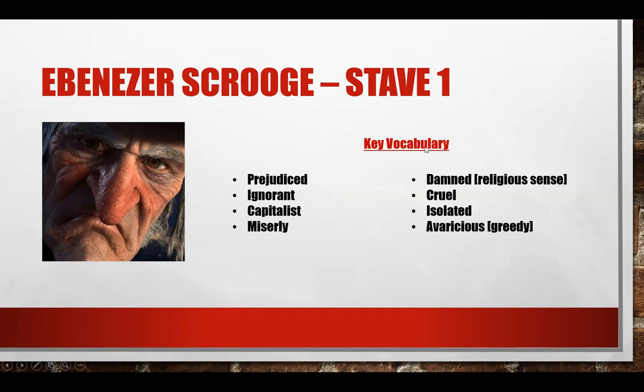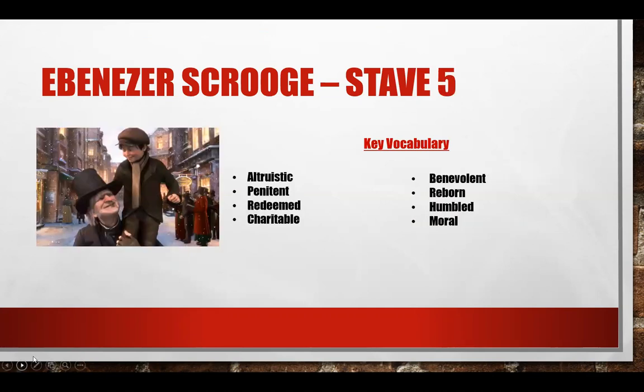You might want to pause and make notes and jot these down, as with the previous slides as well. Okay, but obviously Ebenezer Scrooge is a different character in stave 5. He goes through this change, this redemption, this almost revolution of his character. So here's some words to describe him in stave 5.